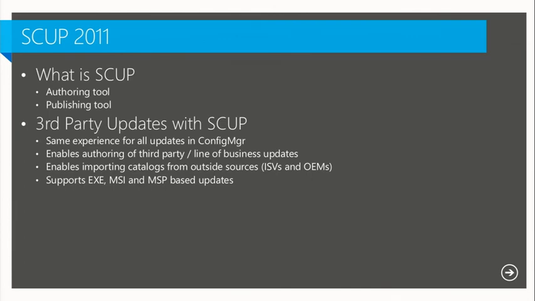As you notice here in the last line, there is support for executables, MSI, and MSP-based updates. Some of you might be wondering about the MSU updates. They're not supported in here, but you will be able to take your MSU update, use the DISM tools to convert it into an executable, and then by doing that, you can actually inject it into SCUP. There is a TechNet blog on that, and we have a link to that TechNet blog at the end.